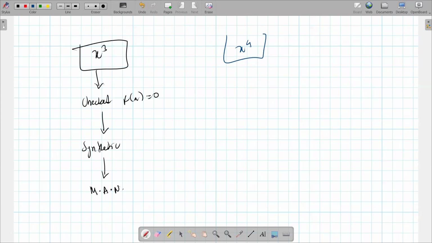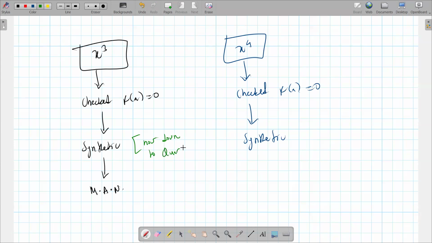For x to the 4th, if they give you an x to the 4th polynomial, you're going to check f of a equal to 0. You're going to do synthetic. Now over here it brought us down to a quadratic, but here it's going to bring us down only to an x cubed. So you're actually not done yet. And then you have to do another check for the new quotient that you obtained, and you're going to see what gives you a 0. And then again, you're going to do synthetic.